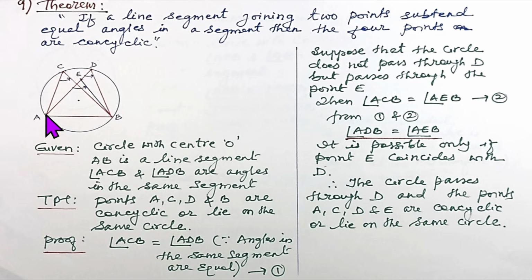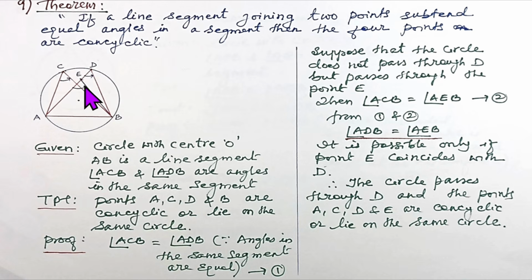Now if that is true, then the points A, C, D, B are concyclic, or all the 4 points, that is A, C, D, B, lie on the same circle. Again I'll repeat, if a line segment joining 2 points subtends equal angles, angle ACB and ADB, equal angles in a segment, then the 4 points are concyclic. ACB and ADB are in the same segment, that is the major segment, then the points A, C, D and B are concyclic, rather they lie on the same circle.